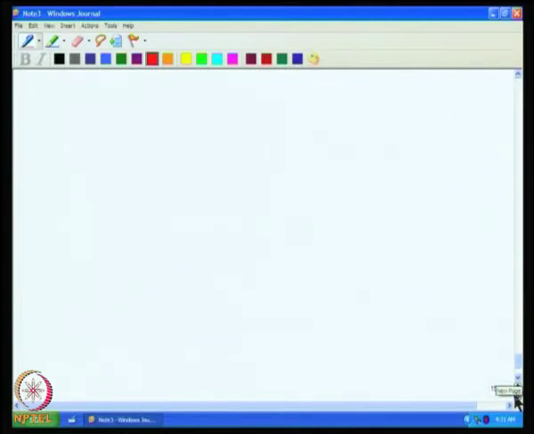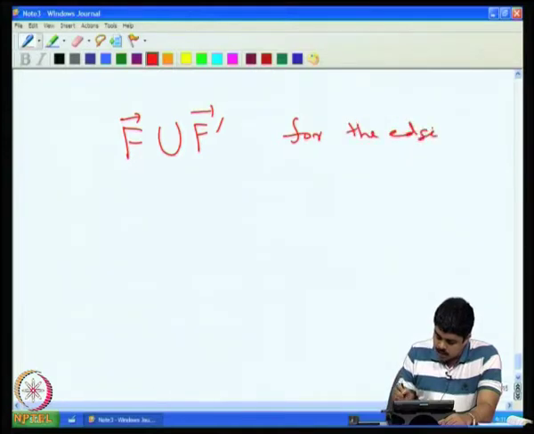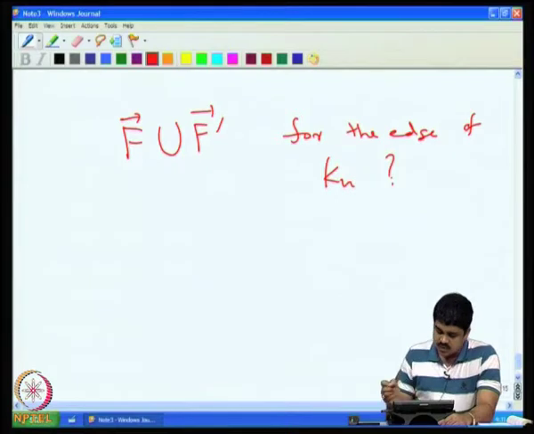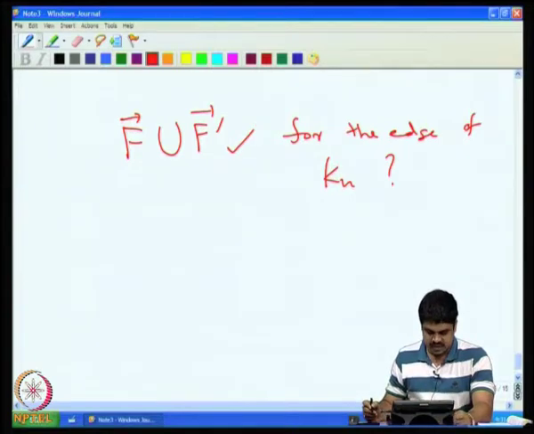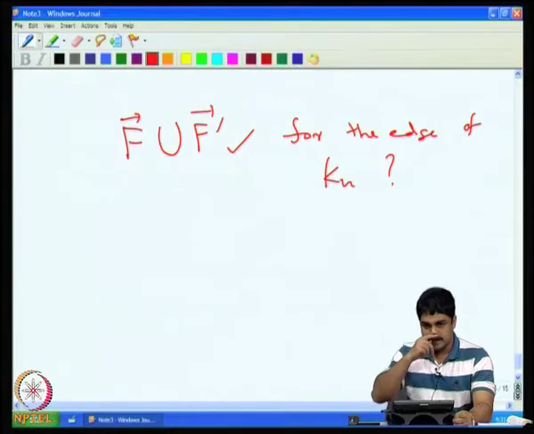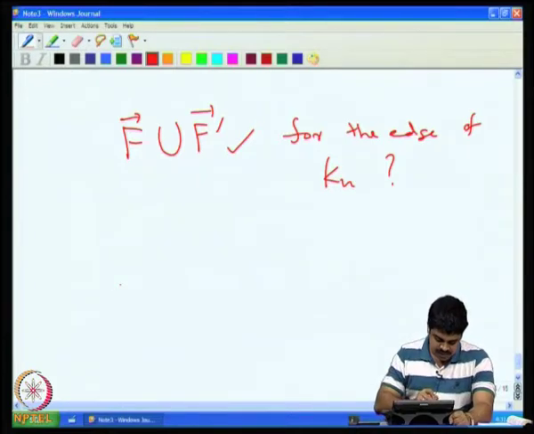Now, the next point is, what can I tell about this orientation f given by f union f dash for the edges of K, the complete graph on n vertices? We claim that it is acyclic. What do I mean by acyclic? That means there will not be any directed cycles with respect to this orientation of the edges. In f union f dash, we will not have any directed cycles. This is indeed easy to prove. In fact, suppose there is a directed cycle, then what will happen?